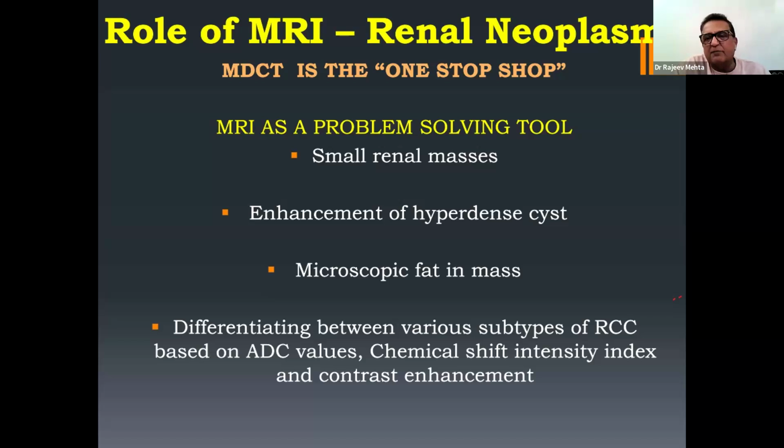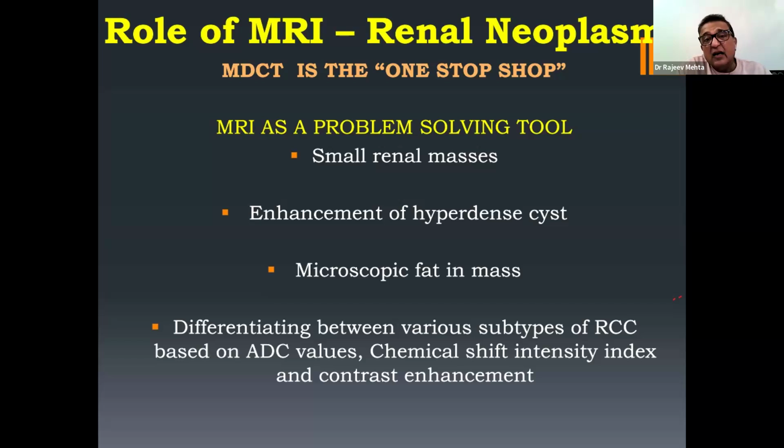Such cases are better picked up on MRI, because on MRI the hemorrhage on T1, and the fat or the proteinaceous content can be easily separated from the contrast enhancement. The third thing is microscopic fat in the mass. Microscopic fat can sometimes be there in a malignant neoplasm, but fat which is not very apparent in an equivocal mass on CT scan, if it classically shows fat within the mass, can go in favor of angiomyolipoma.